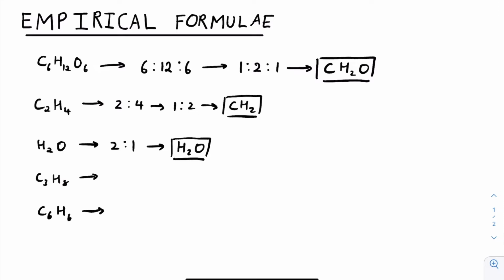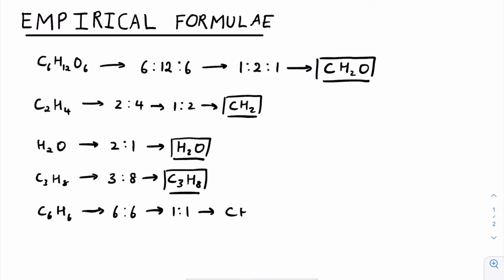So with this next one, we have C3H8. So the ratio is 3 to 8. And that can't be simplified any further. So the empirical formula is still C3H8. And finally, with C6H6, which is benzene, well, the ratio is 6 to 6. And of course, we know that's 1 to 1. So hence, the empirical formula of benzene is CH.